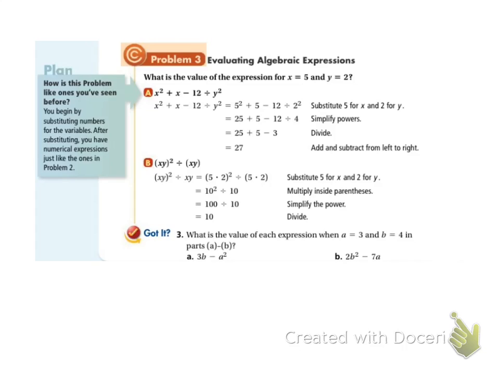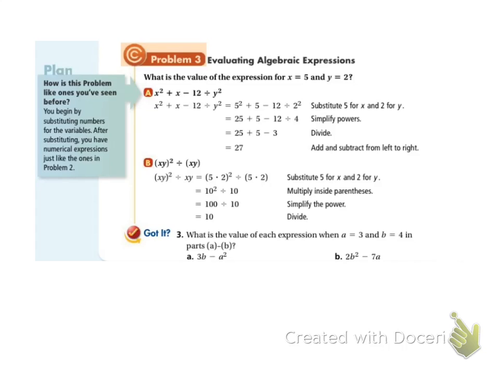So if we look at part A here, I'm told that x is equal to 5 and y is equal to 2. So my algebraic expression is x squared plus x minus 12 divided by y squared. The first thing I do is plug in the 5 and the 2 for x and y. So it turns into 5 squared plus 5 minus 12 divided by 2 squared. And from there I use order of operations.